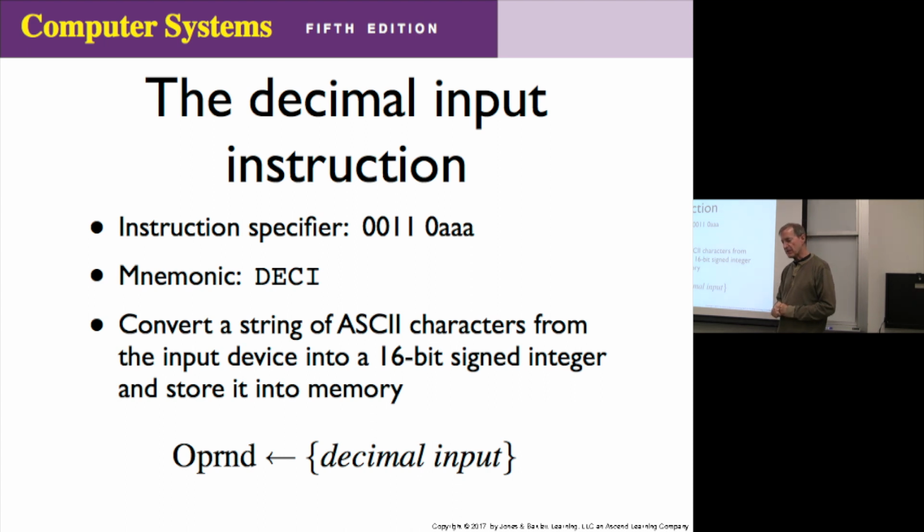So the first one is decimal input. The assembler knows that this is a trap instruction, and it uses the mnemonic DECI for decimal input. The opcode is 00110, so there is no register R field, but it can have any addressing mode, addressing AAA field. What that does is that converts a string of ASCII characters from the input device into a 16-bit signed integer and stores it into memory.